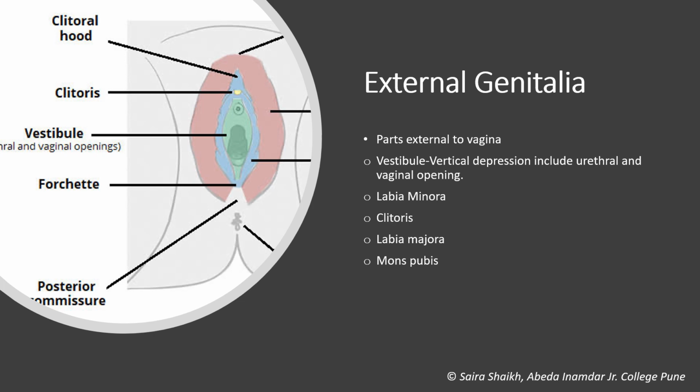The labia majora are the thick skin folds which act like a scrotum, and protect the inner parts of the vulva, that is the clitoris, labia minora, and the vestibule. At the upper side of the labia majora, the mons pubis is present. It is the elevated part which is covered by pubic hair.